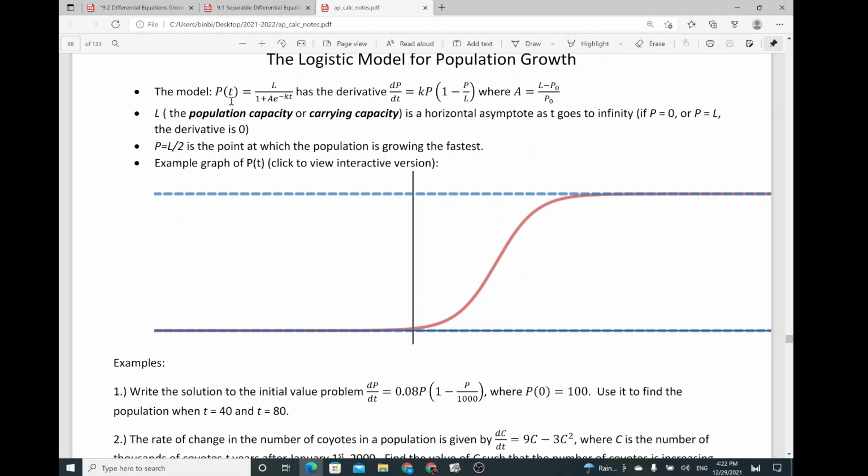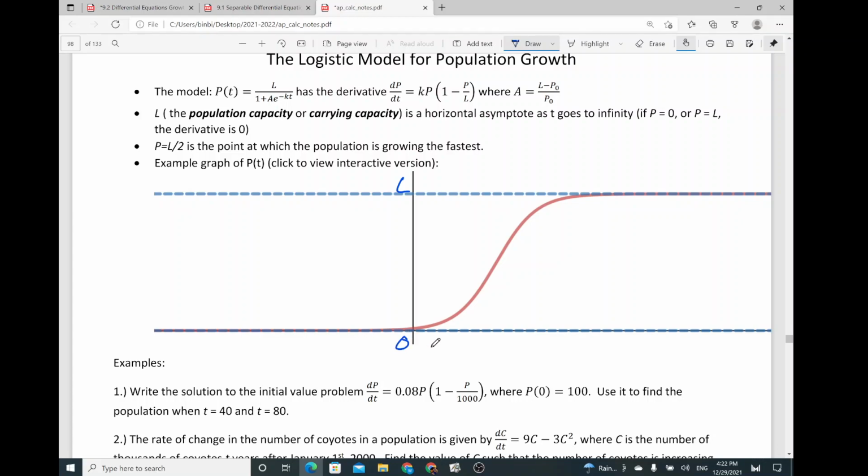Again, L is the population capacity or the carrying capacity. It's always the horizontal asymptote as t goes to infinity. As you can see from the graph right here, it's kind of like a sideways shifted inverse tangent curve. I would like to put that L right up here because that would be the limit, which is the carrying capacity or the maximum population. And down at the bottom is just the x-axis, which is 0.